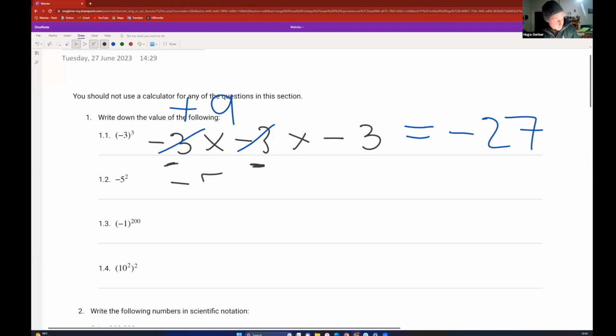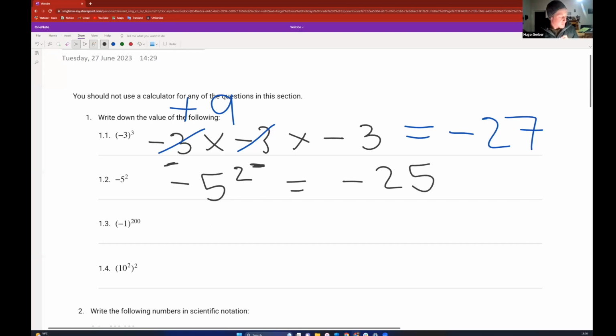Negative 5 squared. The answer for this is going to be, it's not negative 27. We moved on already. It's not just 25. It's going to be negative 25. Thank you so much. All right.